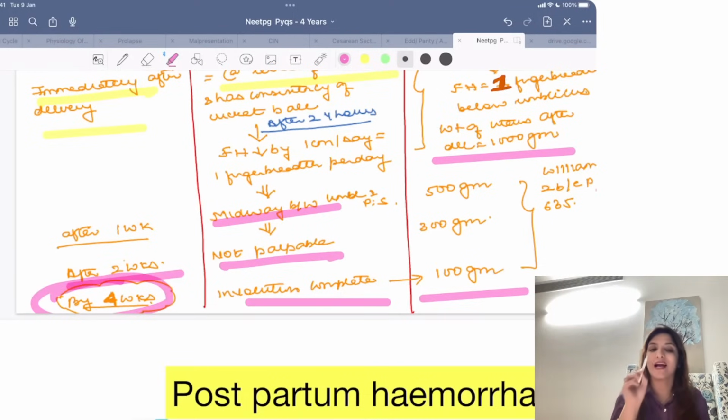This is the exact timing given in Williams, and you have to remember 4 weeks. Gone are the days when we said that involution of the uterus is completed by 6 weeks. No. It is specifically mentioned in Williams that involution is completed by 4 weeks.